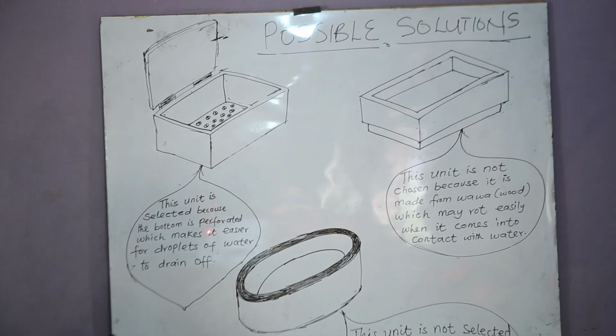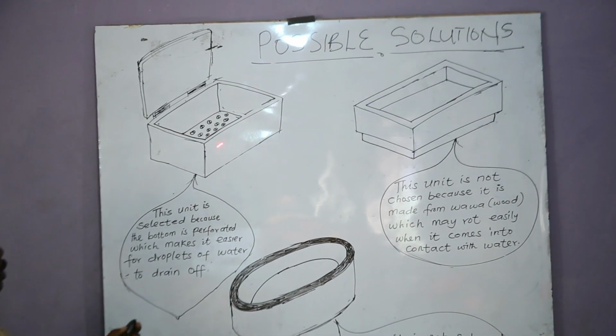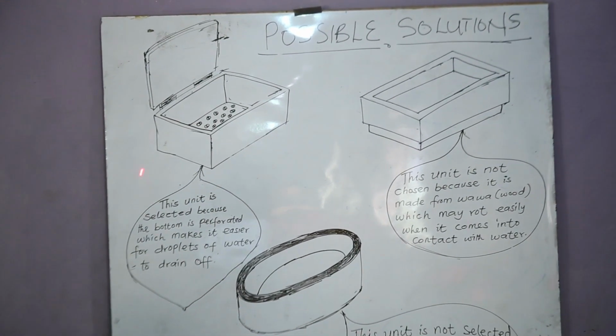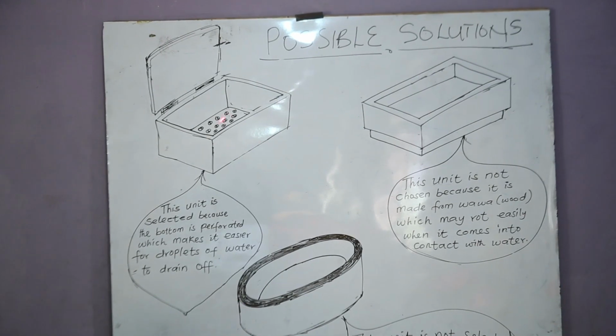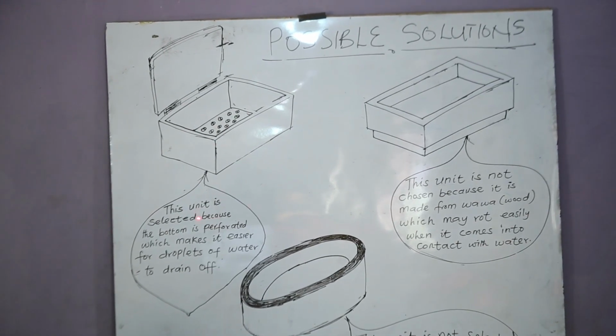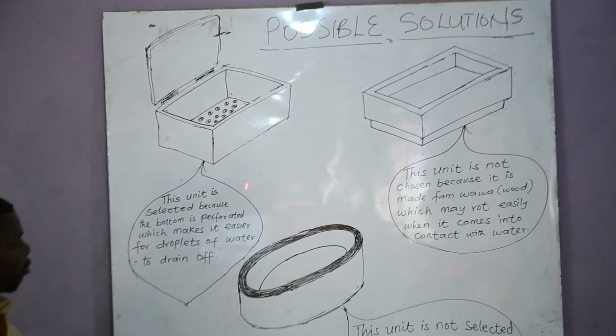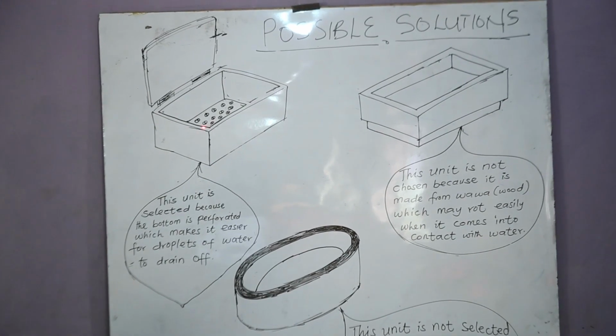We would be using what we have on the board to let you know exactly what we are talking about in the possible solution. All right. So these are some of the possible solutions that we have given in trying to solve the problem about Emmanuel, who usually puts his bathing soap on the window frame.